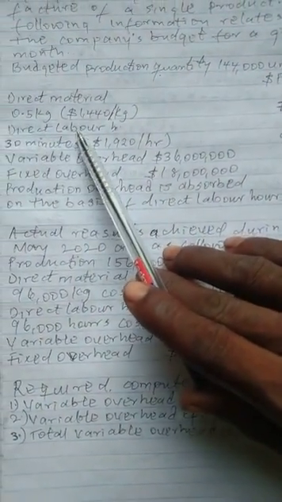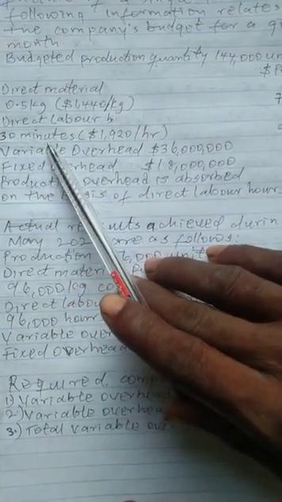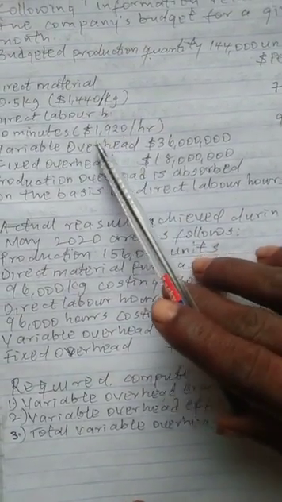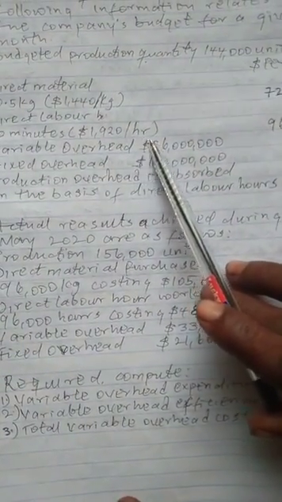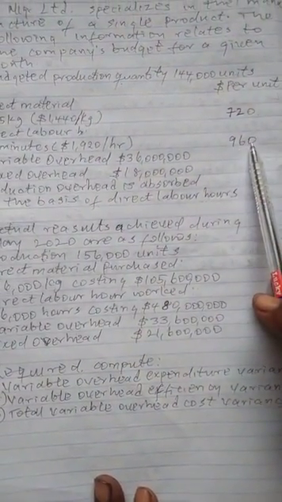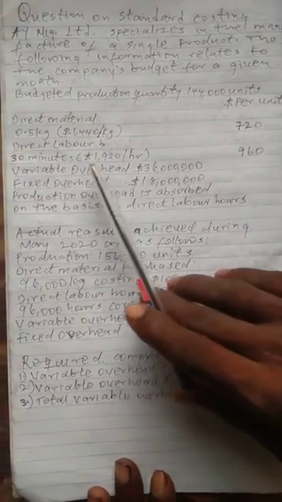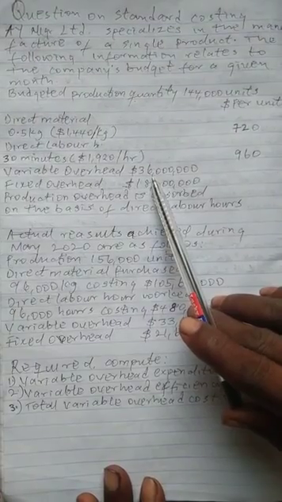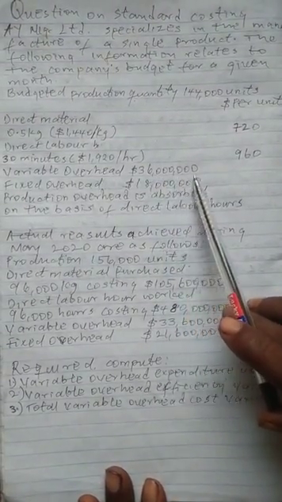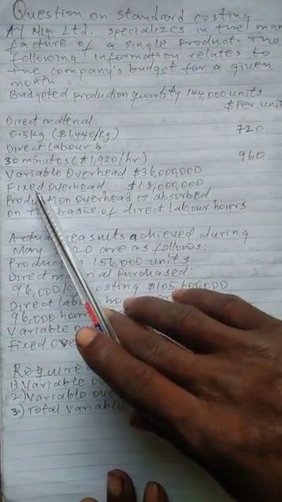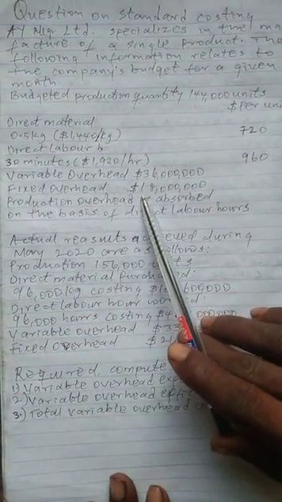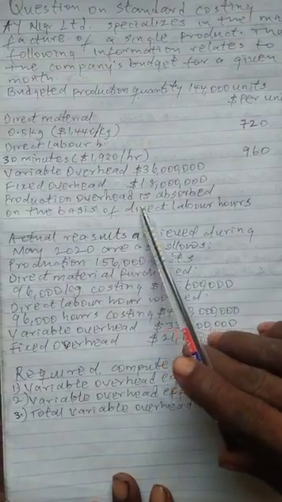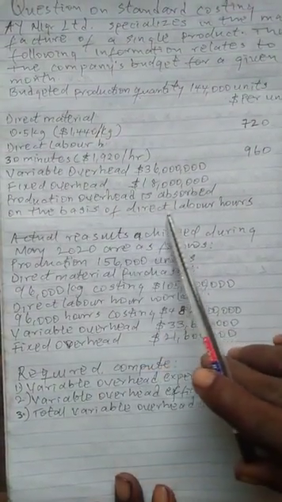Direct labor: 30 minutes at $1,920 per hour, costing $960 per unit. Variable overhead: $36 million. Fixed overhead: $18 million. Production overhead is absorbed on the basis of direct labor hour.